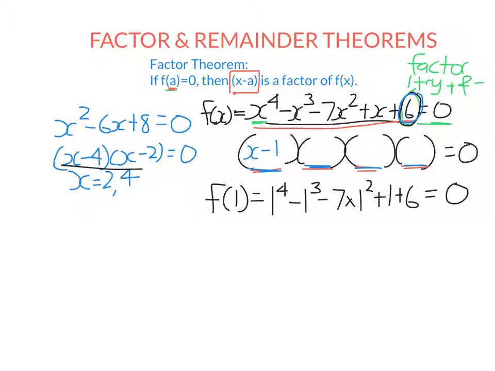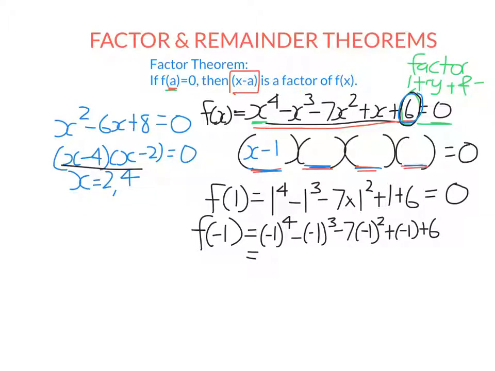So let's try other positive and negative factors of 6. Well, I tried 1. Let's try negative 1. So I get negative 1 to the power of 4, and so on. Of course, negative 1 to the power of 4 is positive 1. Negative 1 cubed is minus 1. So I get 1 minus minus 1, which gives me 1.